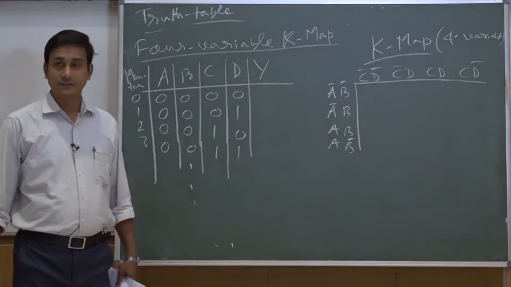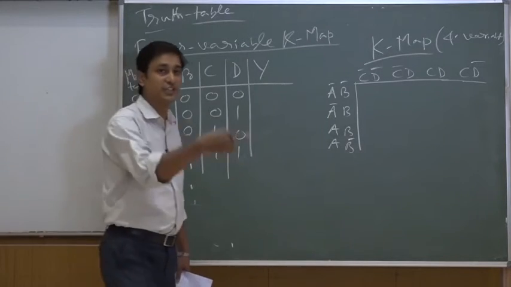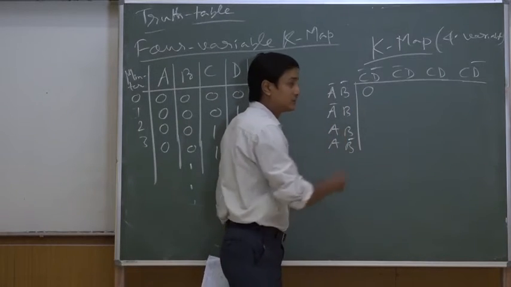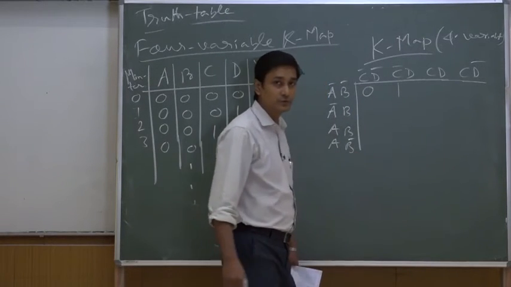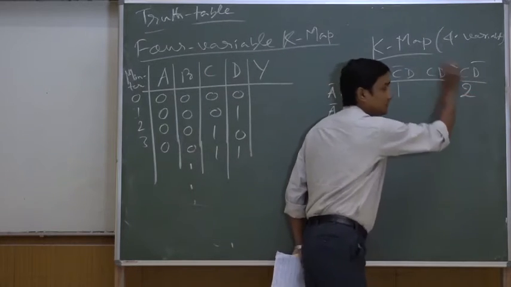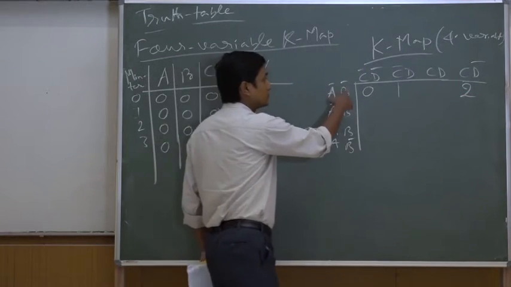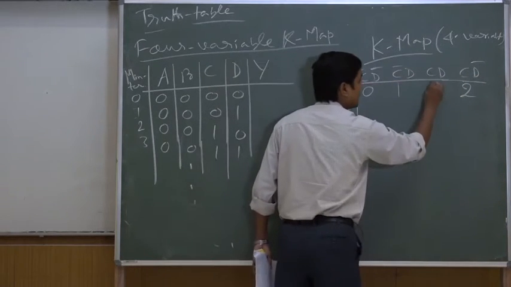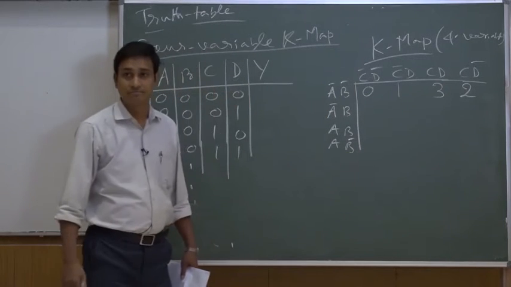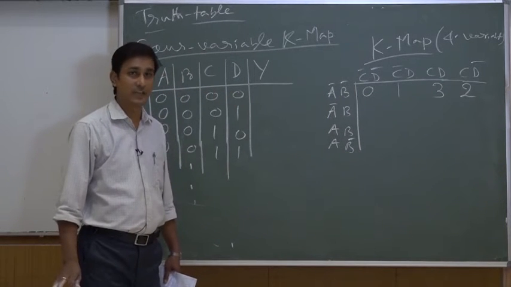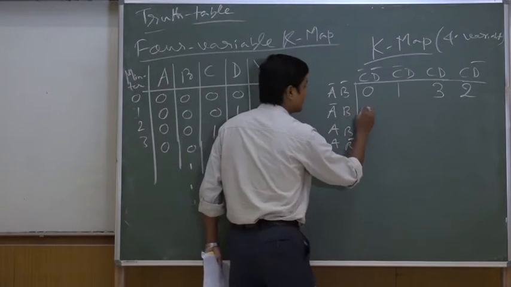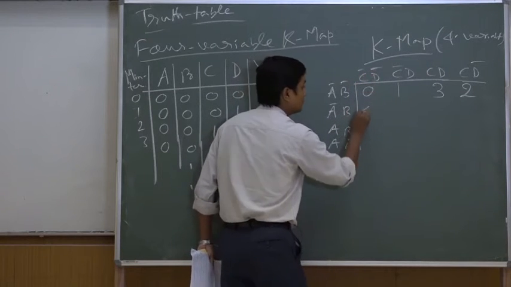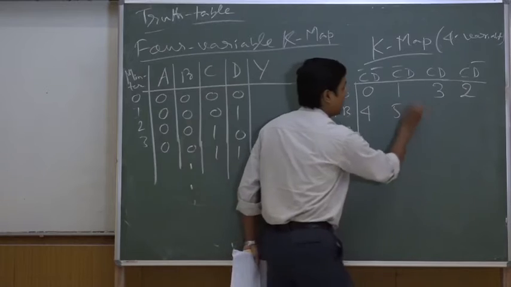Now, if I ask you to locate the position for min terms, you will write 0 here, 1, where is 2? At the right side, because 0, 0, 1, 0. If it is 0, 0, 1, 1, then it is 3. Similarly, it is 4, 5, 6, 7.